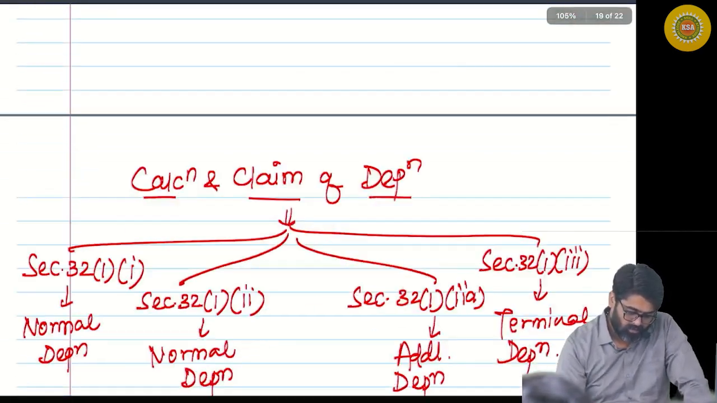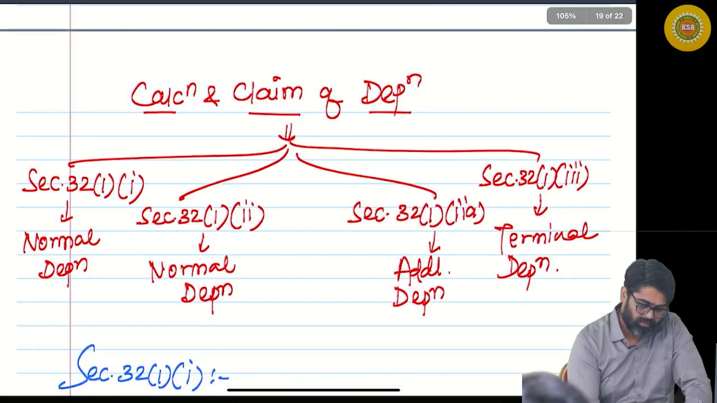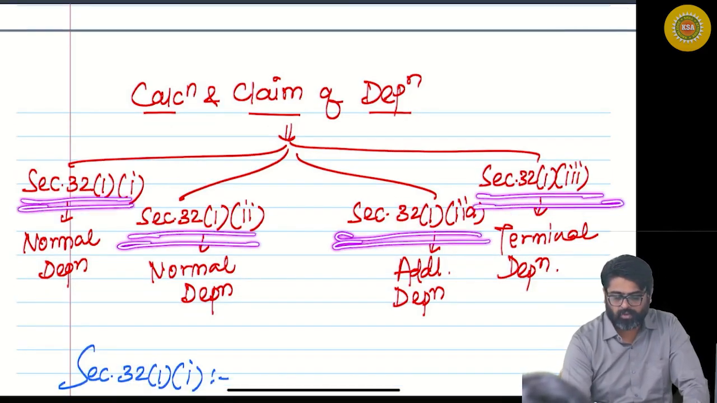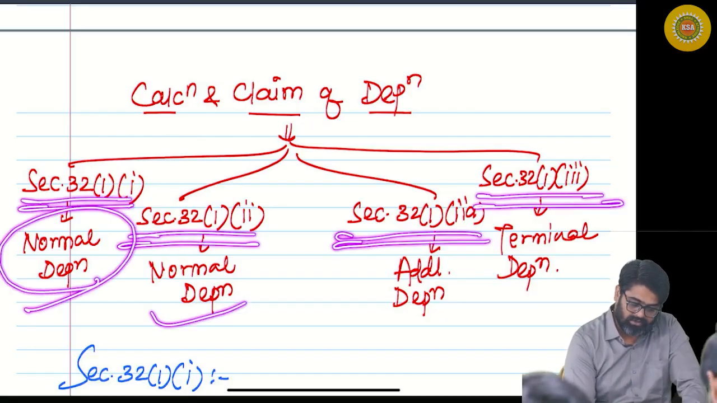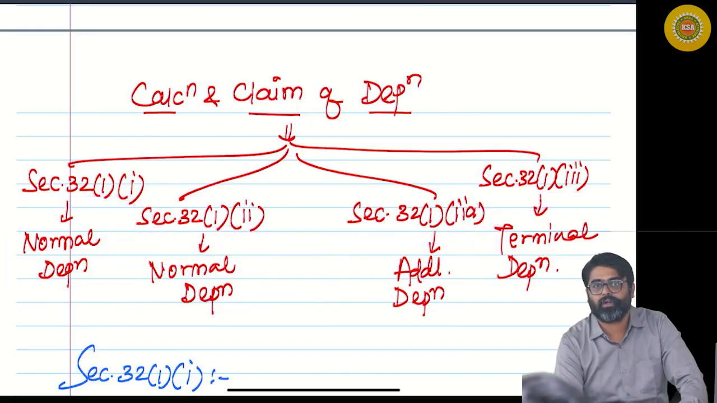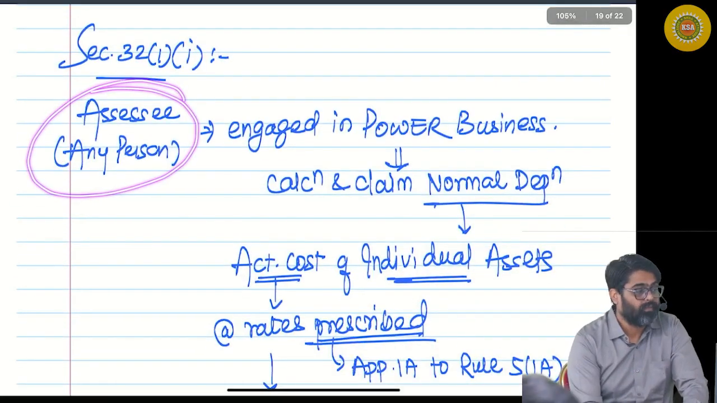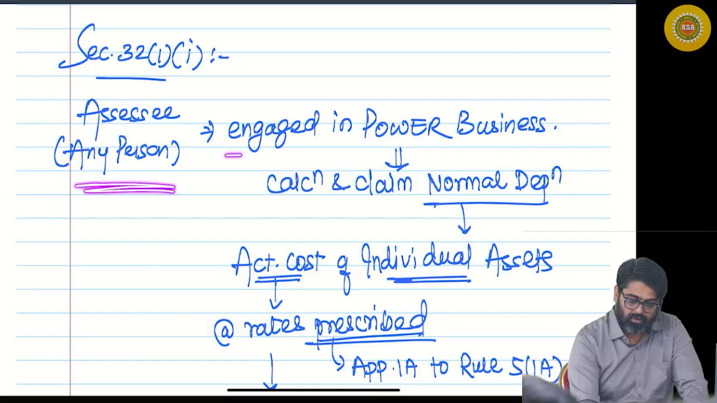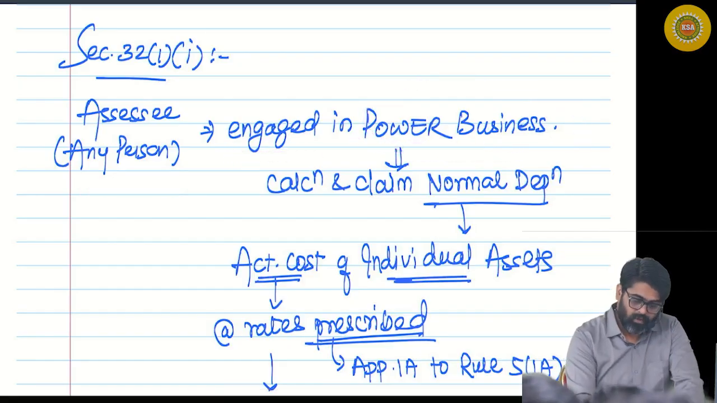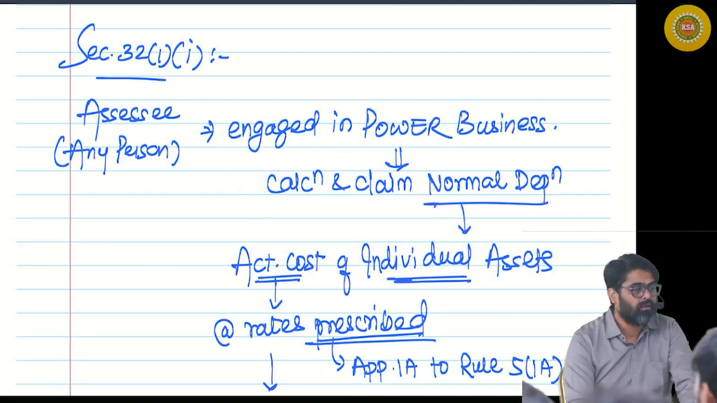Yes. Now, see, calculation of depreciation. Very easy, very easy. See, 3211, 3212, 3212A and 3213: normal depreciation, additional depreciation and terminal depreciation. Yes or no? Very easy. See, if you are an assessee, you can be any person, but you are engaged in power business. Now you can calculate and claim the normal depreciation in the following manner.